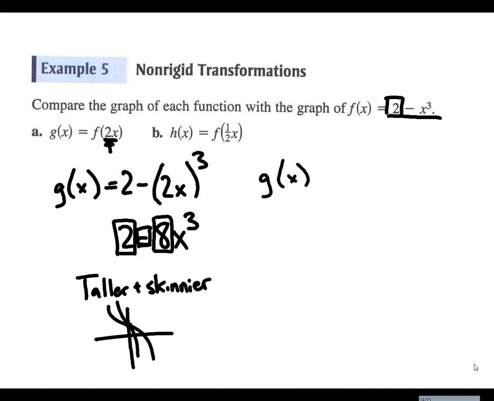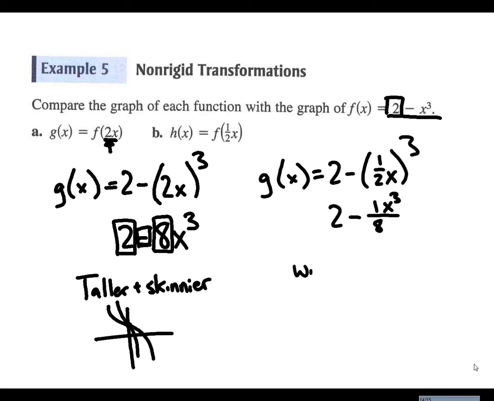Conversely, we can do b here. G of x, we're going to go ahead and say 2 minus, and instead of x, we're going to plug in 1/2 x and see what happens. 2 minus 1/2 cubed is 1/8 x cubed. And so remember, we say fractions is fatter, so we're going to have a wider graph in this case.